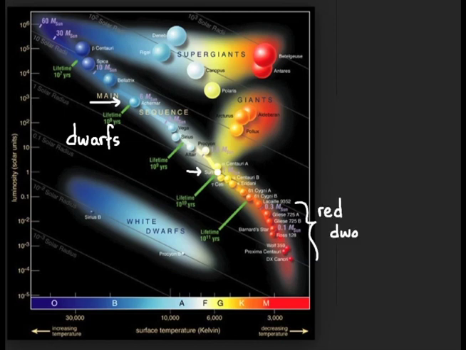Most of the stars out there, about 70%, are very dim, low surface temperature stars called red dwarfs, not visible by the naked eye. These very hot and dim stars are called white dwarfs. And what differentiates them from red, yellow, orange and blue dwarfs is there's no longer any fusion happening in the core of these stars.